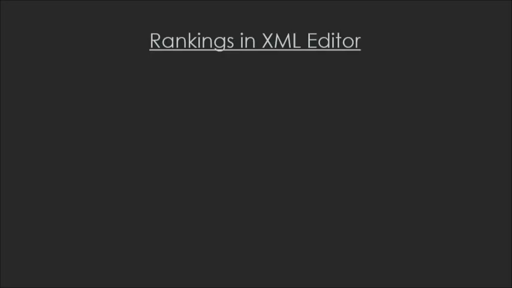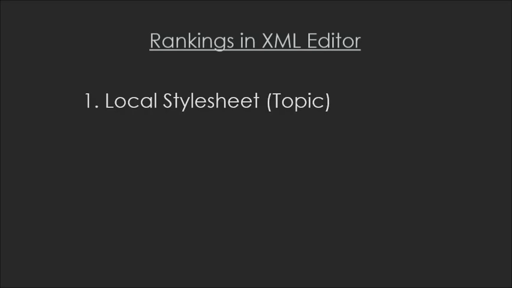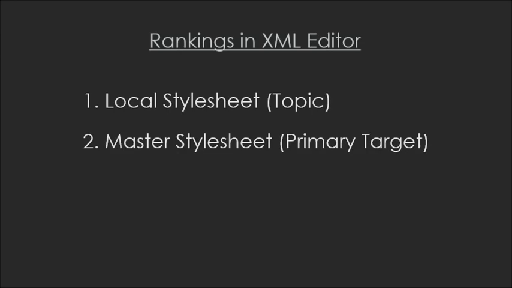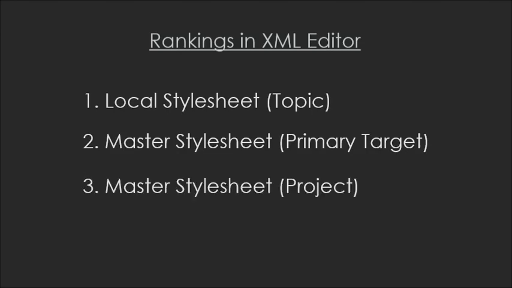If you're editing a topic in the XML editor, here are the rankings. A local style sheet associated with a topic has first priority. A master style sheet associated with your primary target is second. And a master style sheet set at the project level is third. But keep in mind that Flare will only use styles from one master style sheet. If you have a master style sheet set at both the target and the project level, it's only going to use the styles from the target style sheet. So that's what happens when you're looking at content in the XML editor.